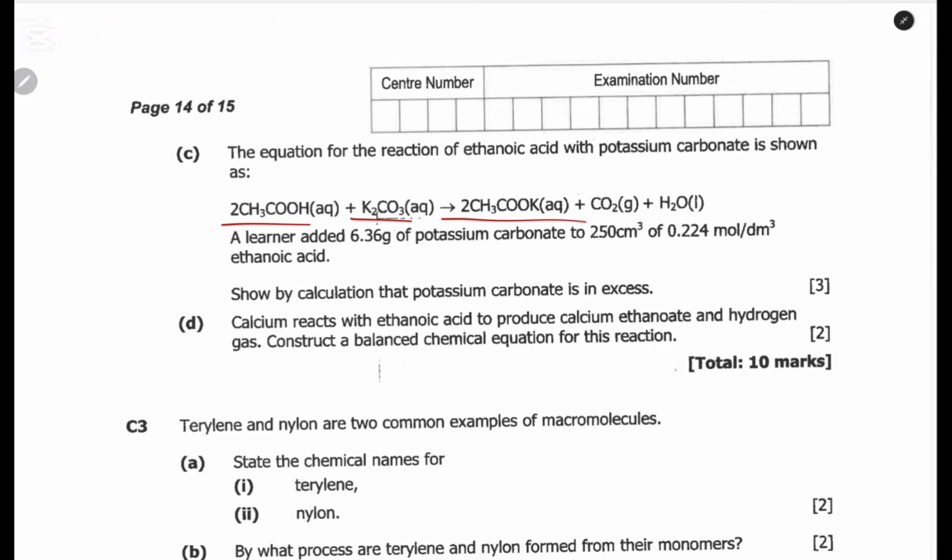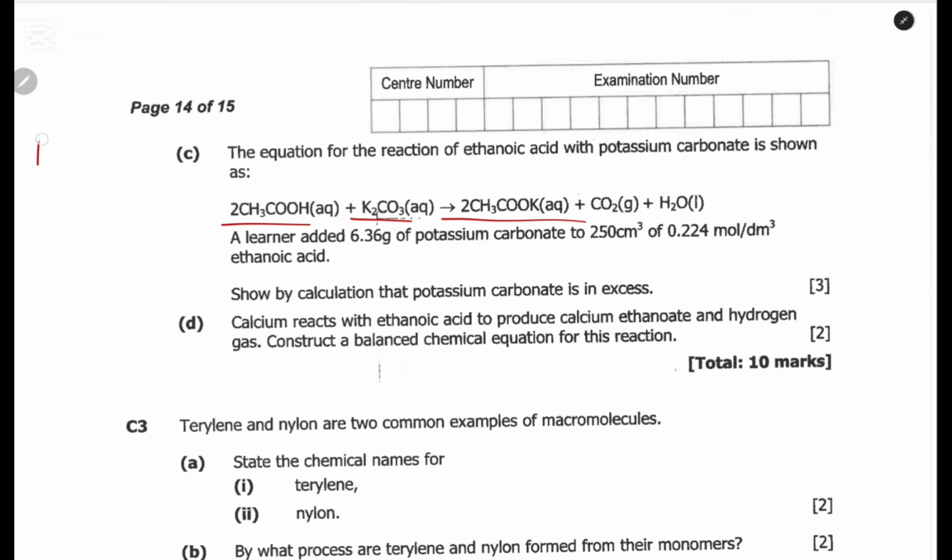So now how do we show by calculation? So to start with, let us find the number of moles of the two, that is ethanoic acid, and also the number of moles of potassium carbonate, since we are looking at the one that was the excess agent. And of course, if there's excess, the other one is limiting. So now let us calculate the number of moles of the reactants first, that is of ethanoic acid and potassium carbonate.